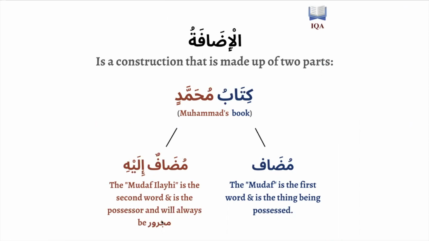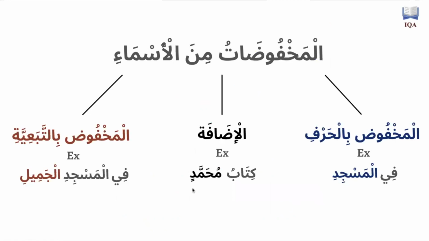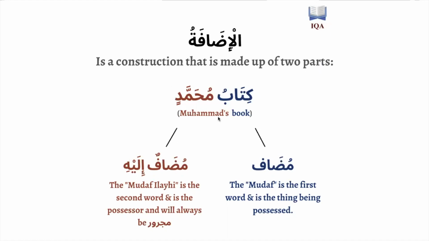And likewise, it's always going to be majrurun. So what's meant here by al-idafa is that the mudaf ilayhi, which is the second word in the construction and the thing that owns, that thing is going to be majrurun. So in kitabu Muhammadin, Muhammadin is the mudaf ilayhi, and the mudaf ilayhi is always going to be makhfud or majrurun, whatever term you want to use. So that's what's meant here when we say that the idafa is one of the types of makhfudat, one of the types of things that are going to be majrurun. What's really meant is that the mudaf ilayhi is going to be majrurun. Now that's clear, it's quite simple.